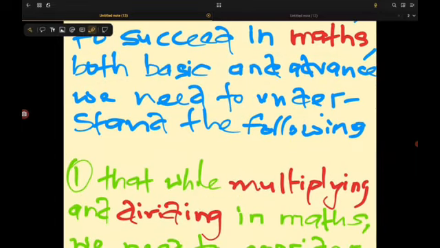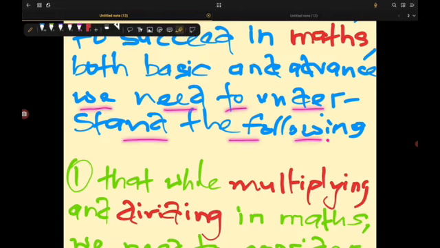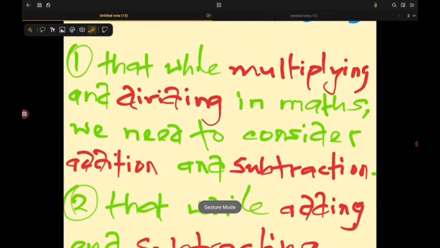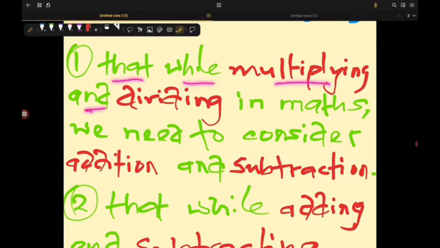we need to understand the following. The following are very, very important. In order to succeed in mathematics, to do maths the proper way, you need to understand that while multiplying and dividing in mathematics, we need to consider addition and subtraction. It's very, very key, because there is a link between the 4 basic operations.